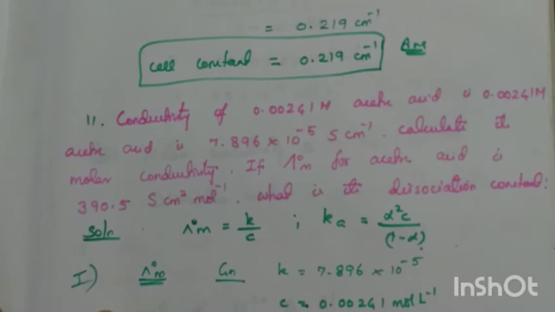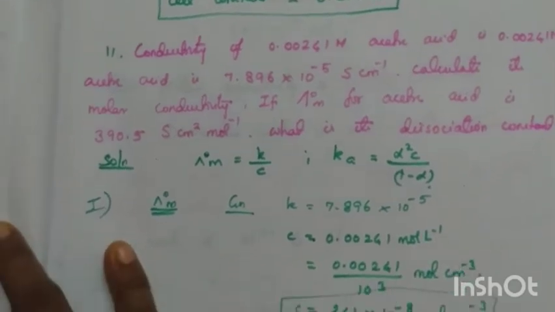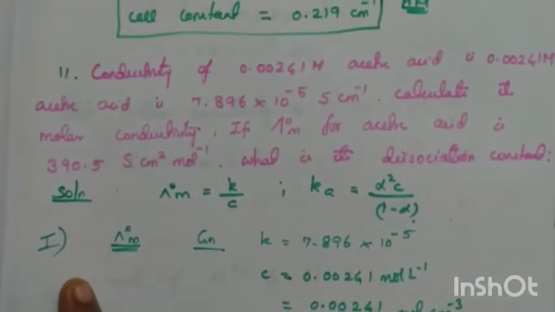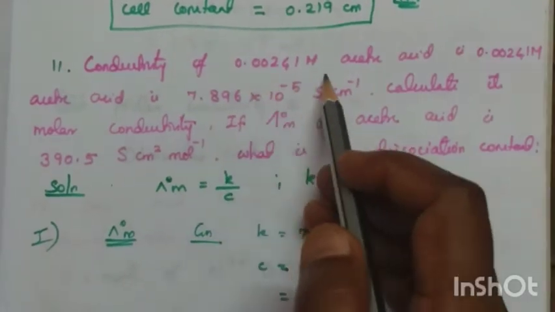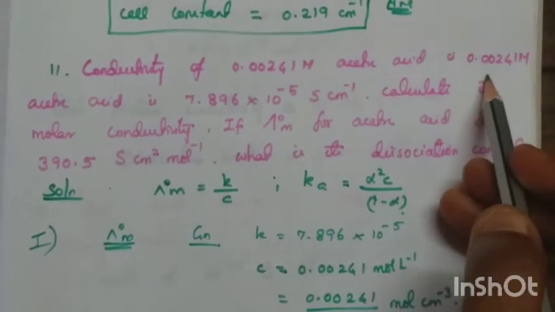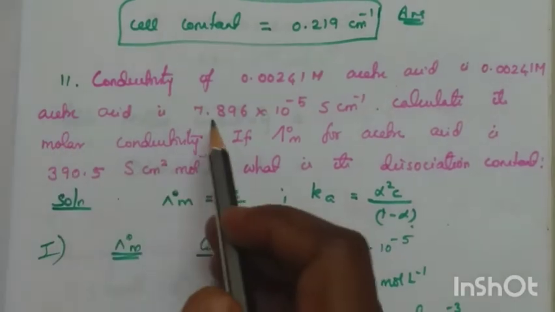And the next problem is the 11th one. The conductivity of 0.00241 molar acetic acid is this. Acetic acid is this.